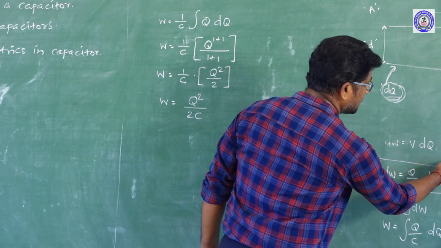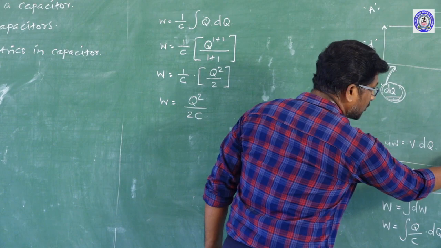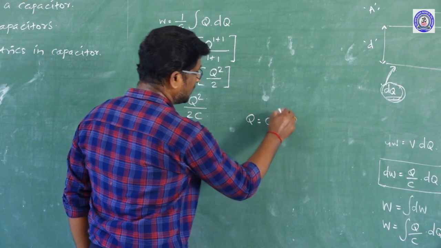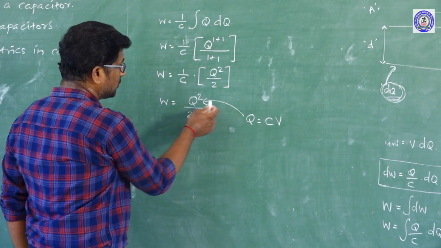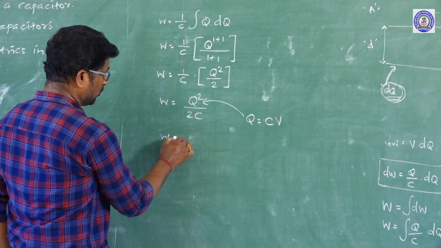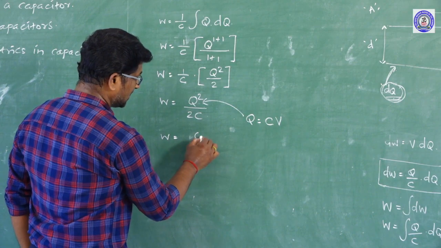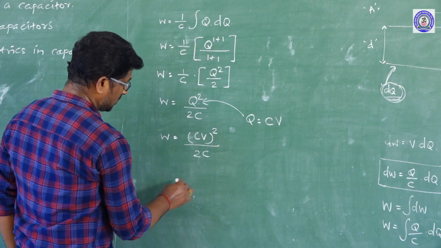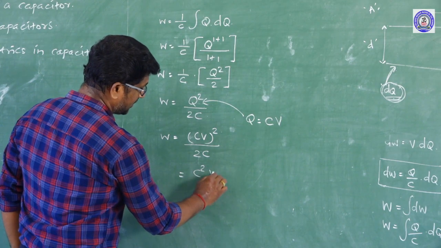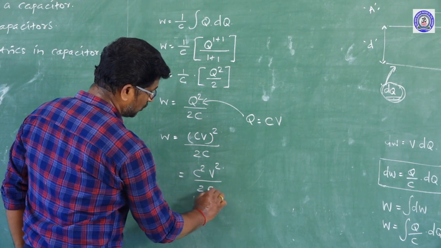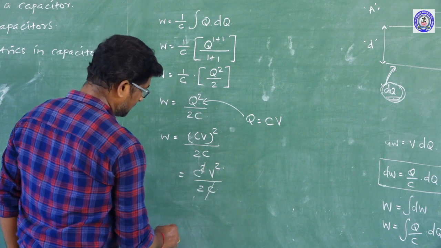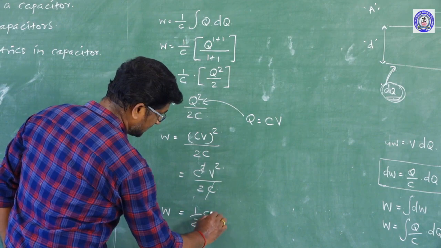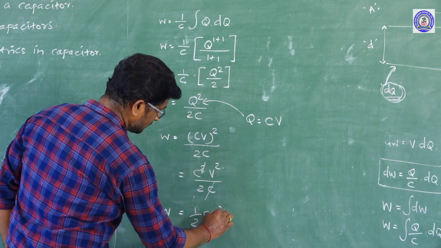From this equation, C is equal to Q divided by V, therefore Q is equal to C into V. Substitute Q is equal to C into V here, then W is equal to (CV) the whole square divided by 2C, or C square V square divided by 2C. C cancels. So, therefore, W is equal to half C V square.